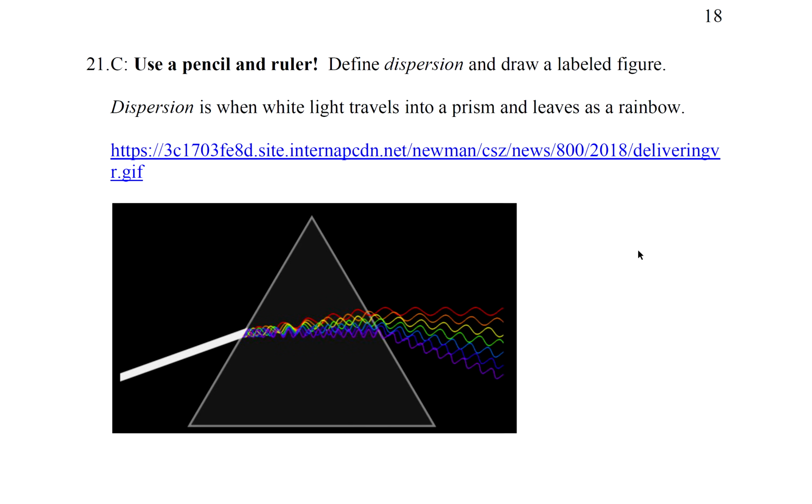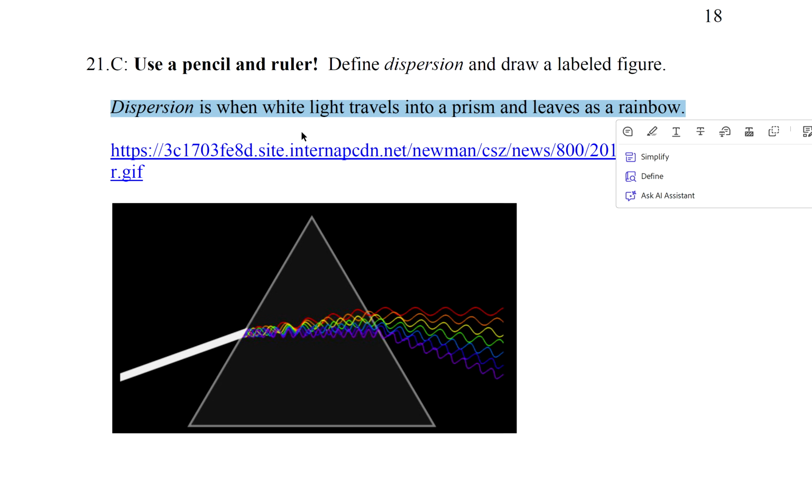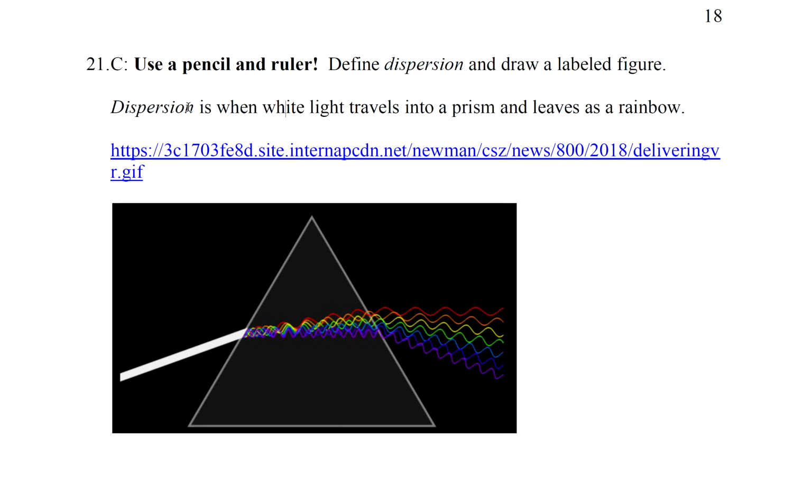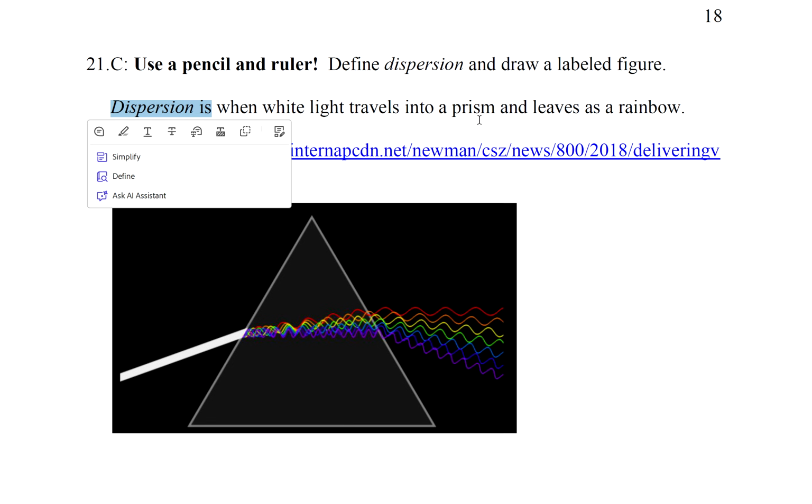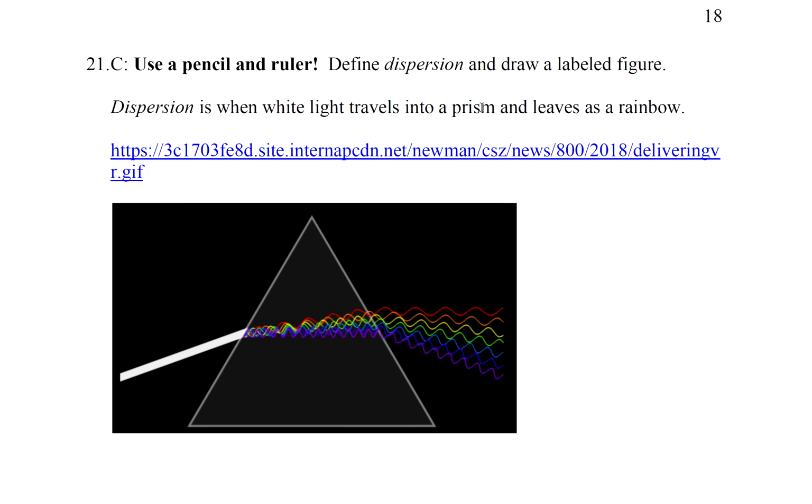Question 21. Define dispersion and draw a labeled figure. Dispersion is when light travels into a prism and leaves as a rainbow. There are many beautiful images about dispersion if you just go to a search engine's image section. So we have white light coming in, and what we get coming out is Roy G. Biv. Remember, Roy G. Biv is red, orange, yellow, green, blue, indigo, violet. And the meaning of indigo violet is purple.